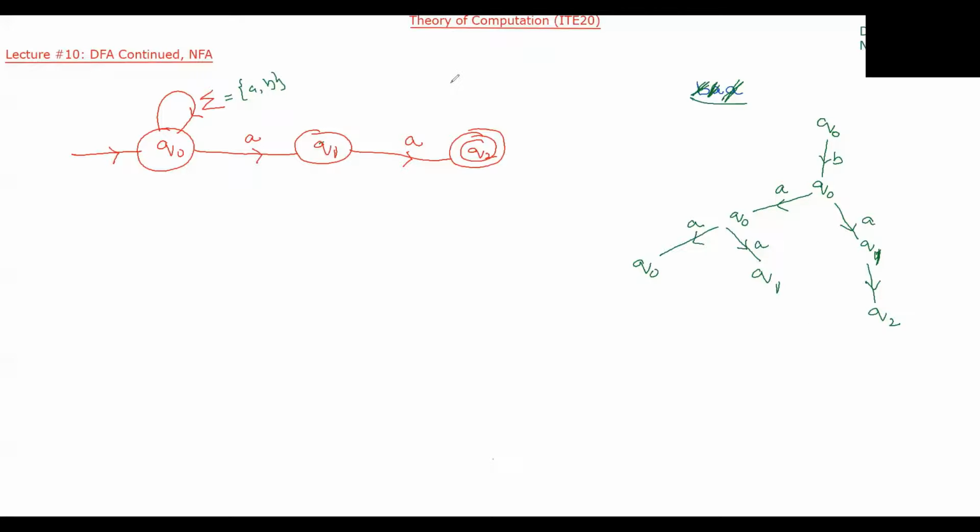Now we have to say whether this particular automata accepts this particular string. And what I am saying is that an automata accepts the string if any path leads to a final state.